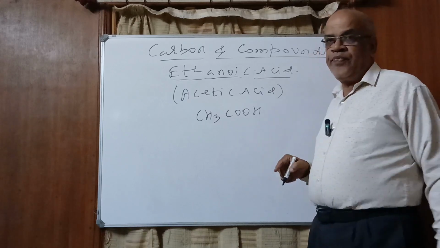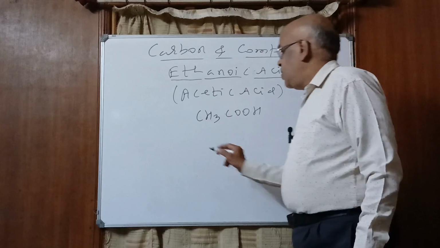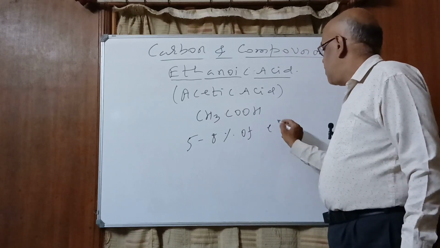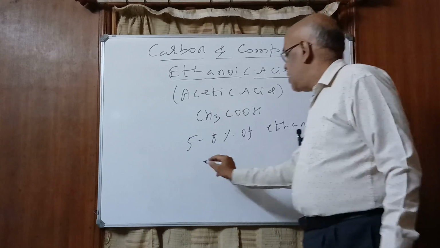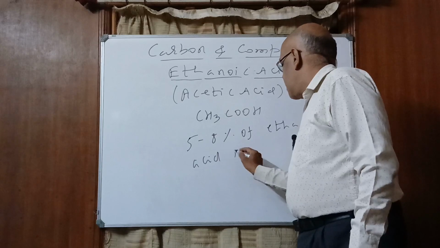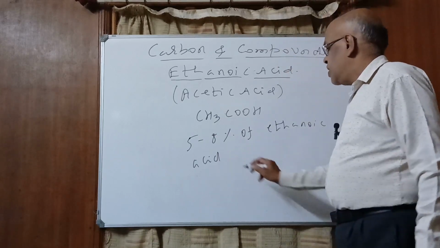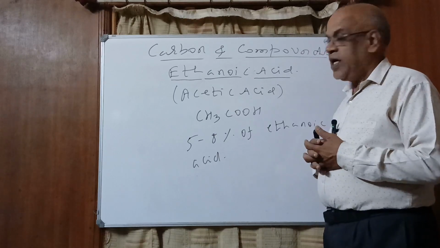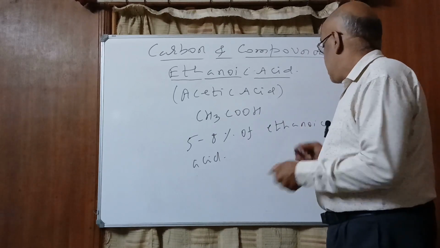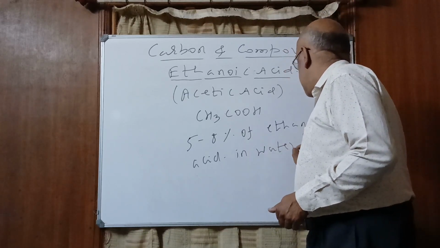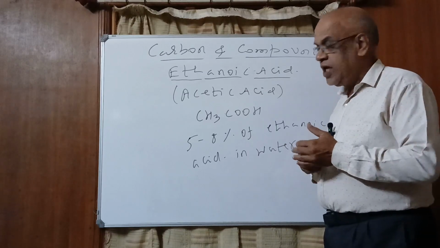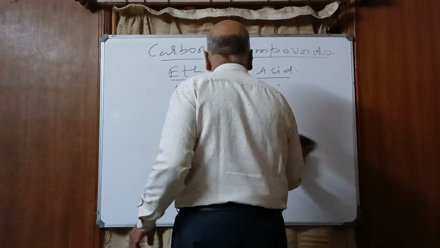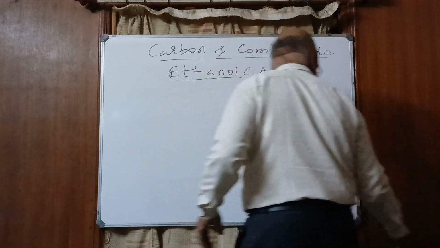Children, acetic acid is present in vinegar. 5 to 8% of ethanoic acid is present in vinegar, or you can say a dilute solution of ethanoic acid is called vinegar. 5 to 8% of ethanoic acid present in water. Ethanoic acid in water is called vinegar. It's a dilute solution of ethanoic acid. What is that? Vinegar, 5 to 8%. Understood, children? Now, next, come to physical properties. Physical properties of ethanoic acid.